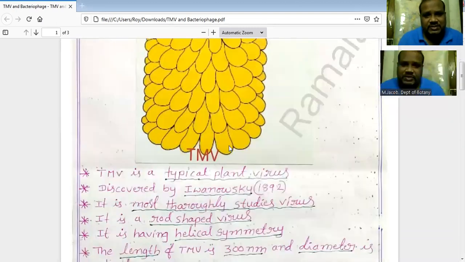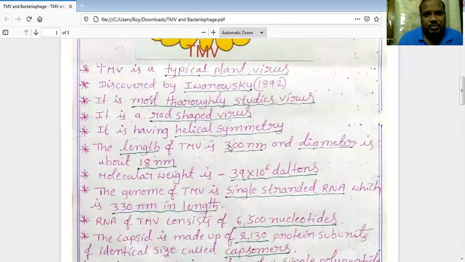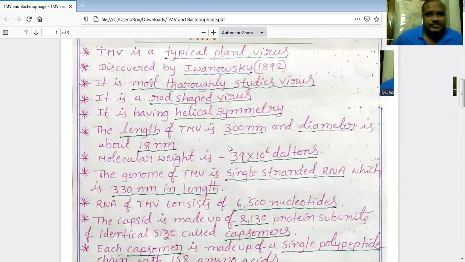TMV stands for tobacco mosaic virus. TMV is a typical plant virus. It was discovered by Ivanovsky. It is the most thoroughly studied virus.